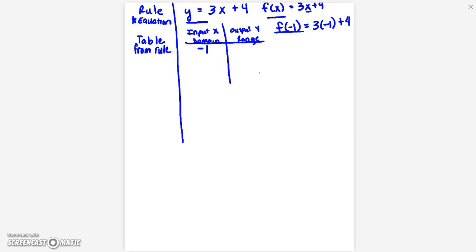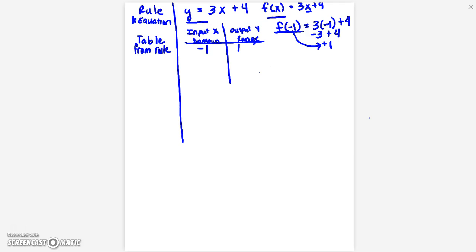All we're going to do is the other side, the output side. I'm sorry, the output is the f of -1. So 3 times -1 is -3, plus 4. -3 plus 4 is +1. So if I input -1, my output is +1.